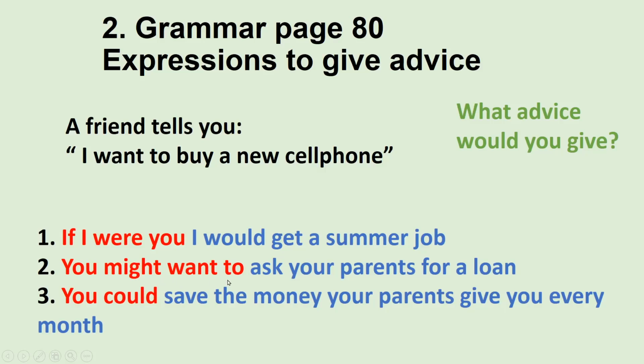Now, let's continue with number 2. You might want to. You might want to is not strong. It's like a suggestion that you can give, like it's probably a good idea. So in this case, you can say you might want to ask your parents for a loan. Like maybe they can give you the money to buy the new cell phone now, and then you can offer them to do something instead. Now, number 3, you could. This one's the easiest. I think you know this already, like you could save the money your parents give you every month. That could be.